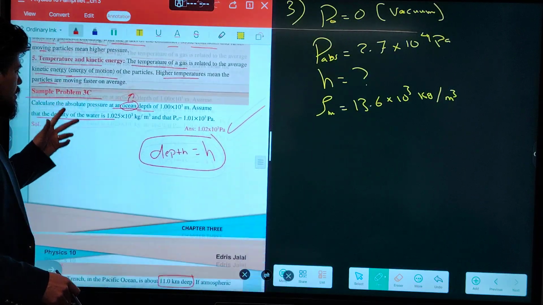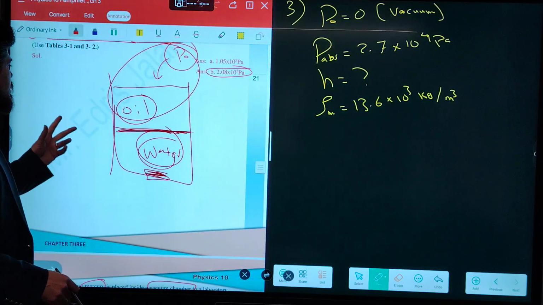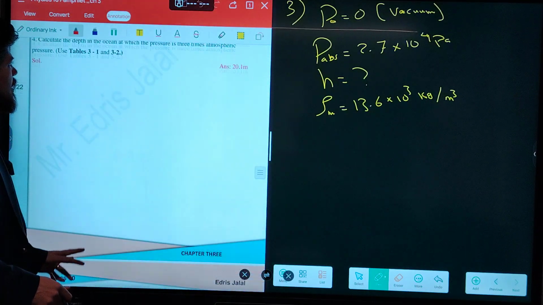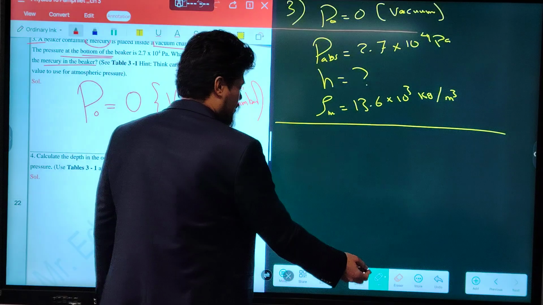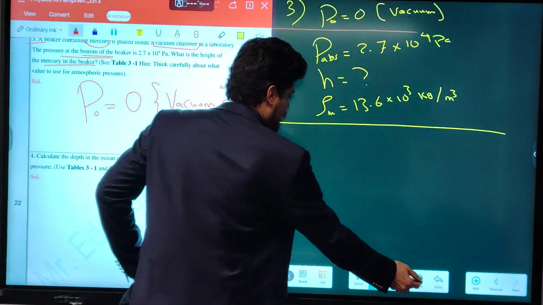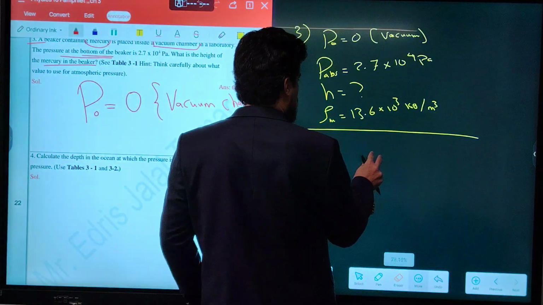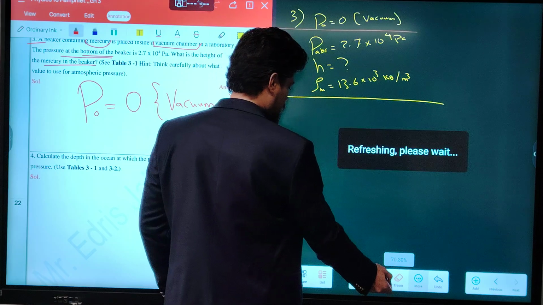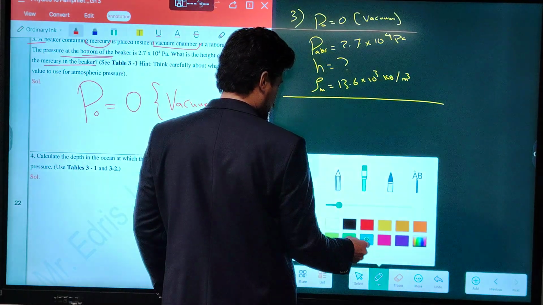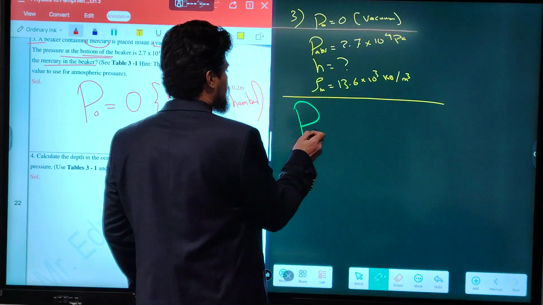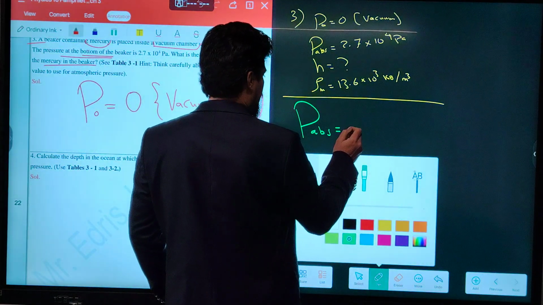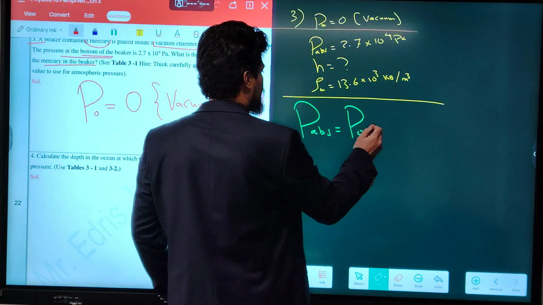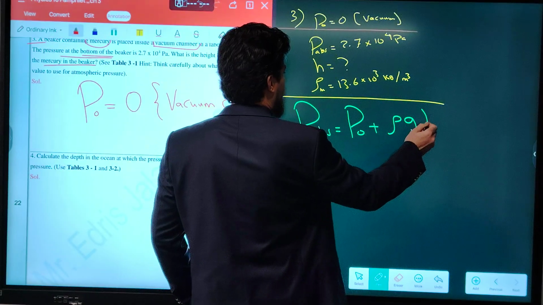Okay, guys. Question 3 in practice 3C. The height is unknown. How can you determine height? At first, you have to write down the equation. The equation of the absolute pressure is equal to what? P absolute is equal to P atmosphere plus rho GH.